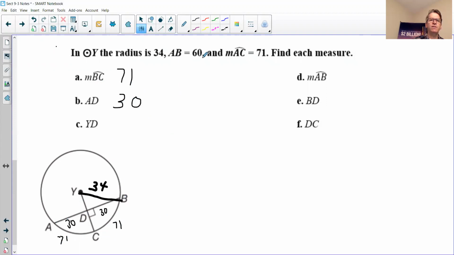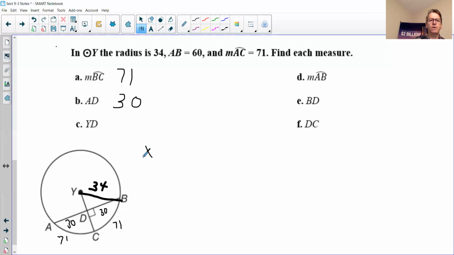Again, AB is given to us as 60, and this is a radius with a 90-degree angle here, so it's half of that, which is 30. Okay, YD. We're going to take 34 and 30. We're looking for this YD here. That would be the Pythagorean theorem again, with 34, 30, and we're looking for this YD.